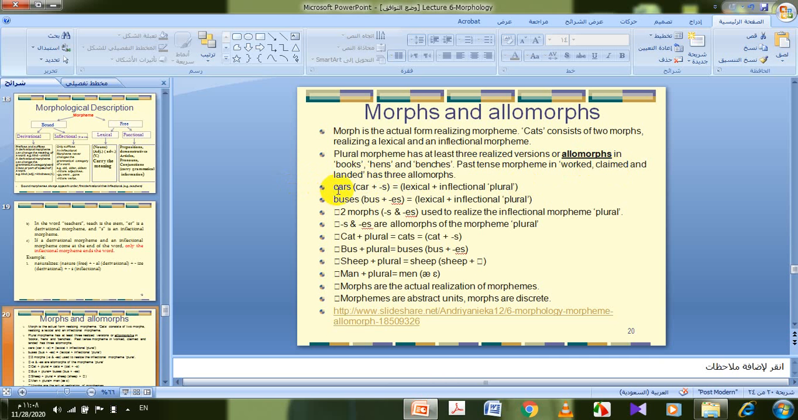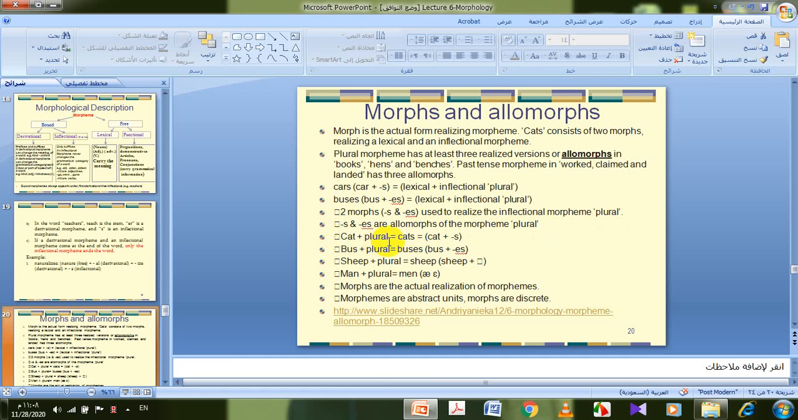So here we have cars, car plus s, car lexical and s inflectional plural. Buses, bus lexical and es inflectional plural. Good, okay. Two morphs, s and es, are used to realize the inflectional morpheme plural. Either s or es. Good. So s and es are allomorphs of the morpheme plural.